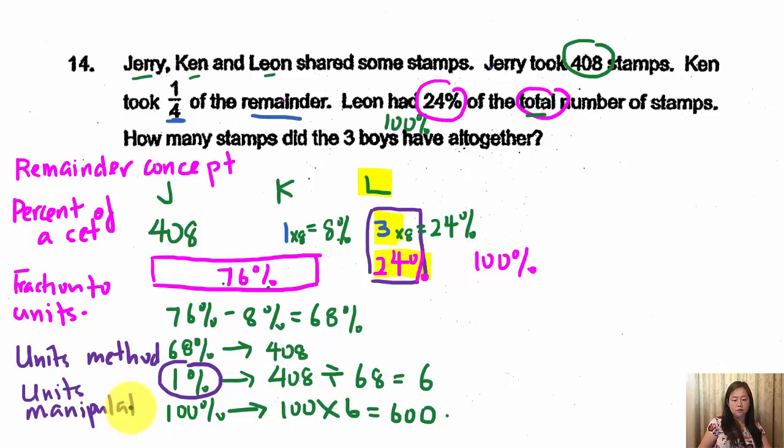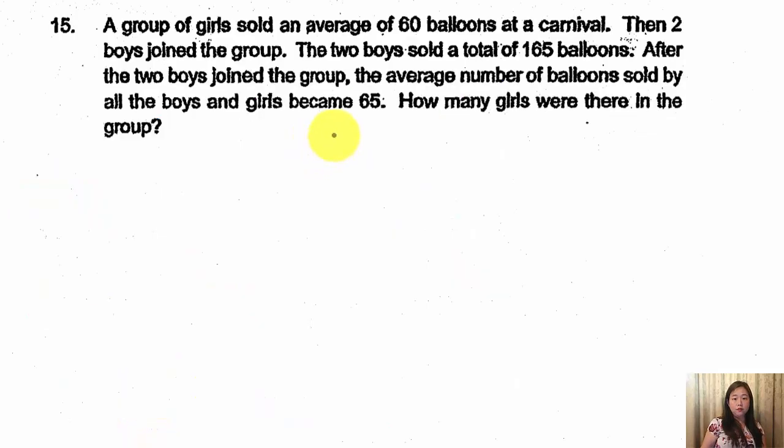Question 15. A group of girls sold an average of 60 balloons at the carnival. Then 2 boys joined the group. The 2 boys sold a total of 165 balloons. After the 2 boys joined the group, the average number of balloons sold by all the boys and girls became 65. How many girls were there in the group?